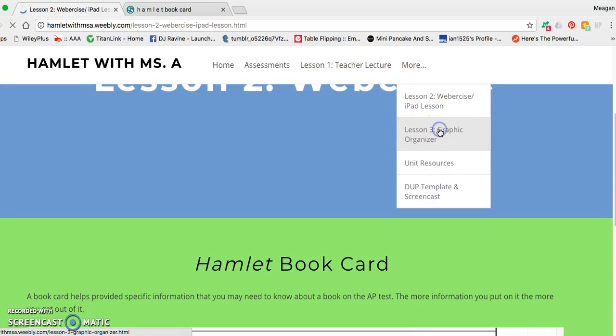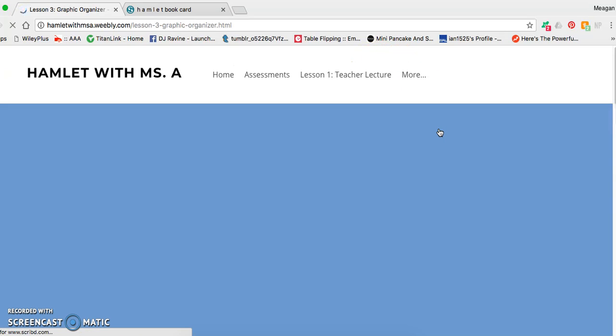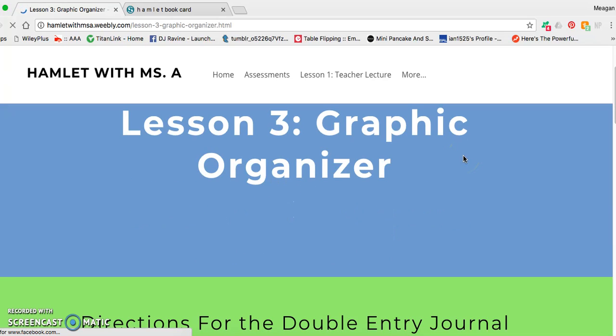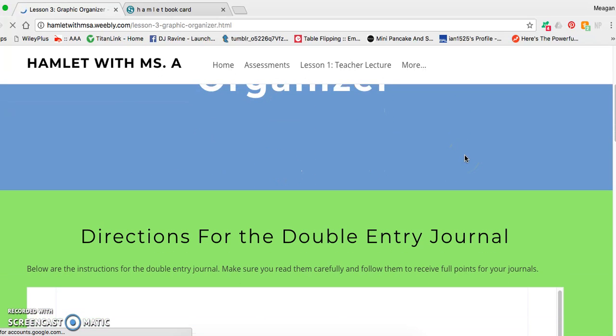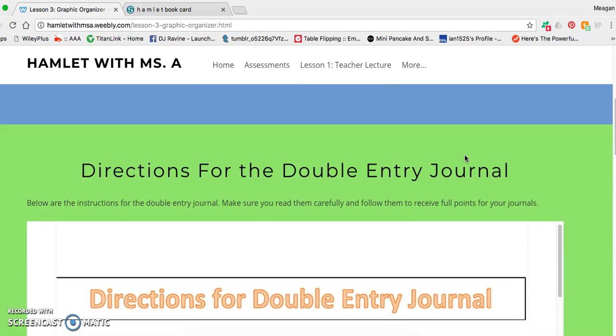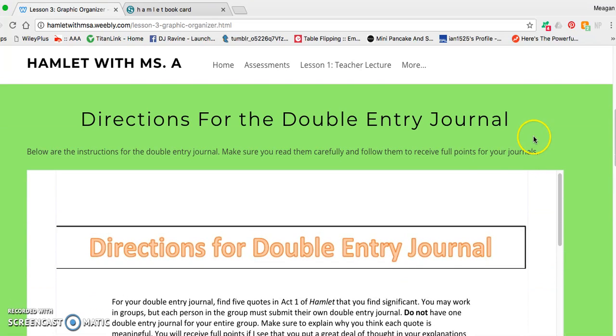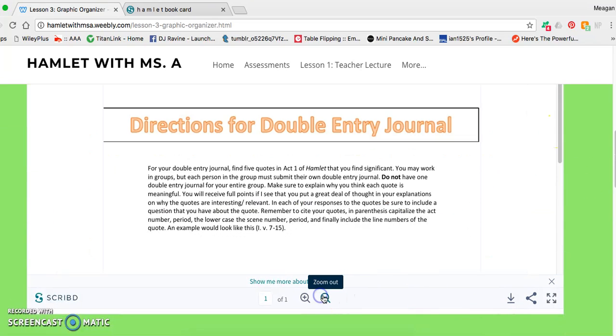So moving on to lesson 3 is the graphic organizer. I have students do double entry journals because I found them really effective when I was in high school. So here are the directions for the double entry journal. They have to find 5 quotes in Act 1 of Hamlet that they think are important or significant or interesting.